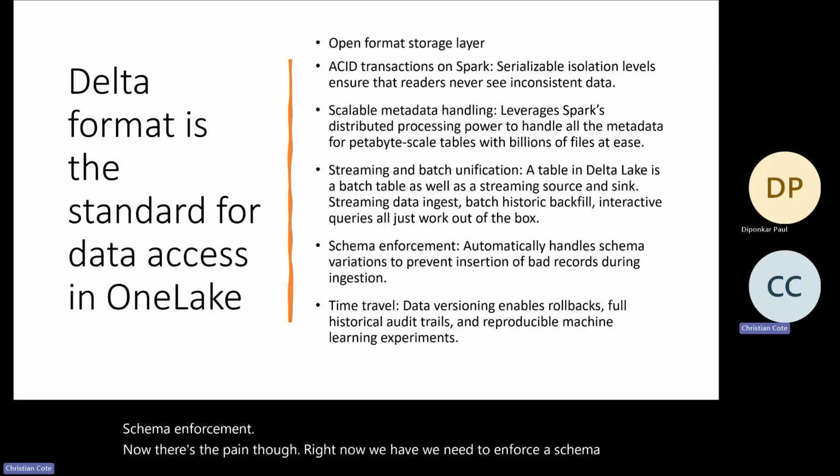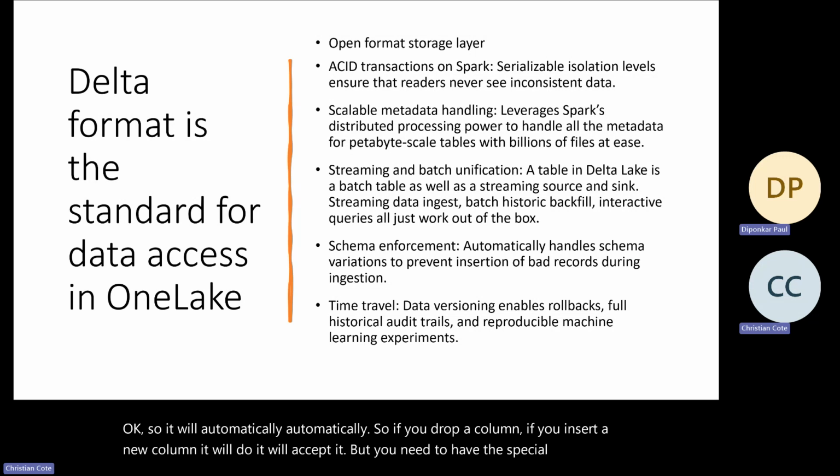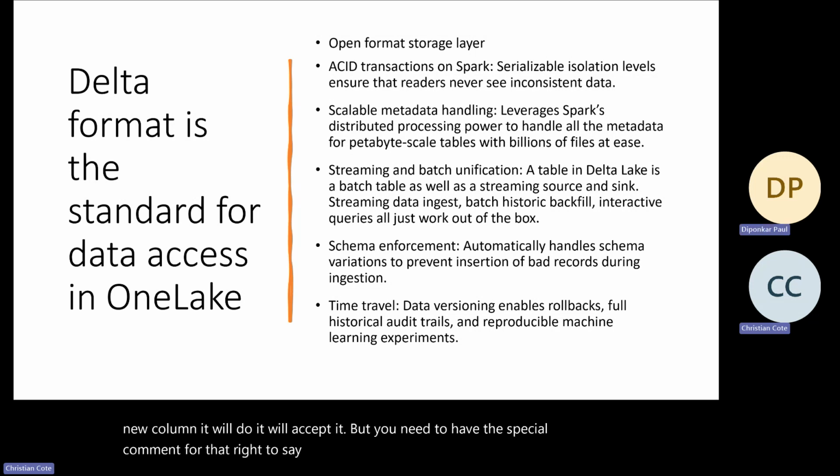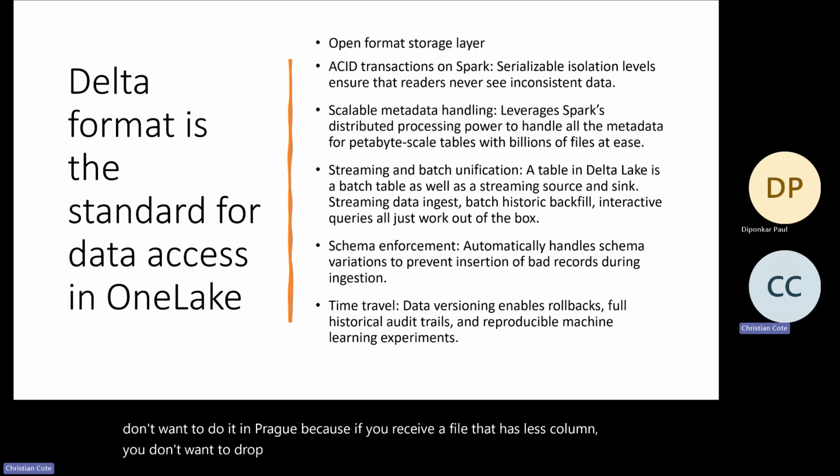So it will automatically do it. If you drop a column, if you insert a new column, it will accept it, but you need to have a special command for that, right? To say merge schema, something like that. But you don't want to do it in prod, because if you receive a file that has fewer columns, you don't want to drop an existing column from your table. Otherwise, you lose information.